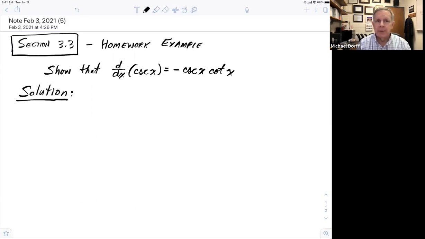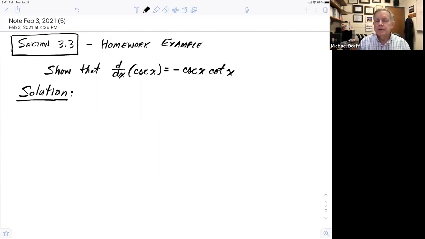We're in section 3.3 and we're doing a homework example. Here we're supposed to show that the derivative of cosecant of x equals the negative cosecant of x times the cotangent of x. Now in doing this problem, we can't just already accept that the derivative of cosecant of x equals negative cosecant x cotangent x, because that's what we're trying to show.